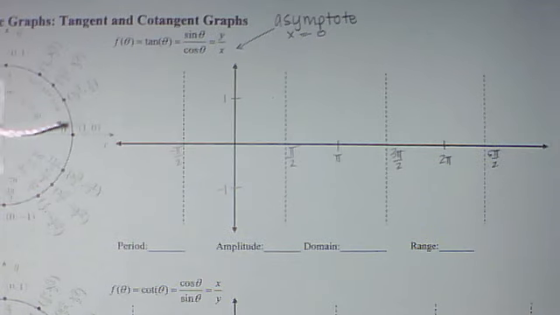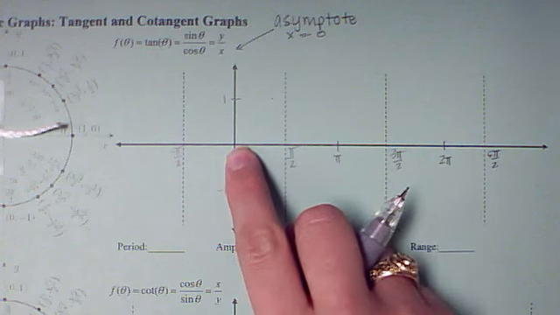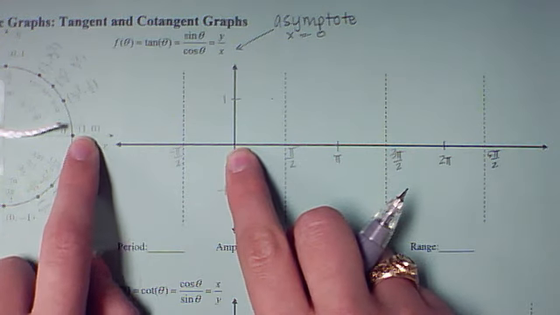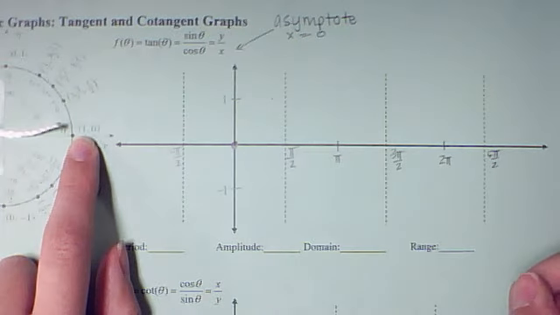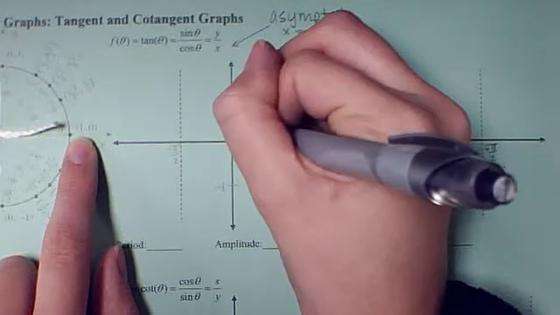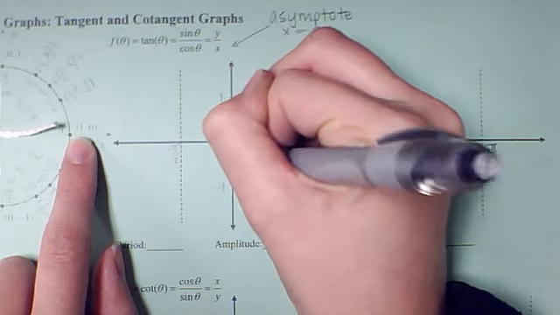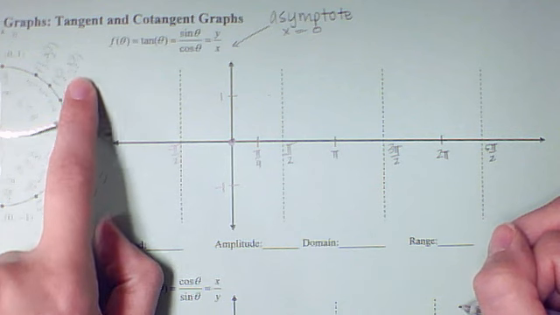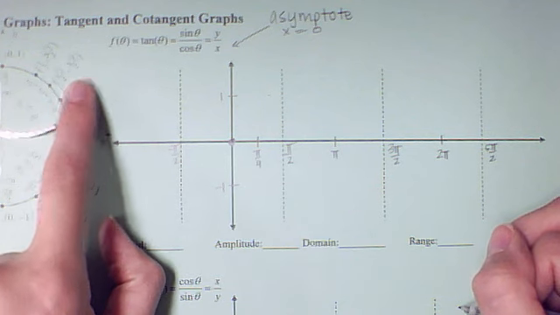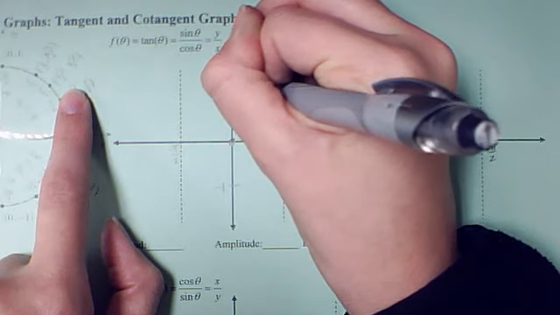Now, what we need to look at when we're talking about tangent is the y over x. Let's start at 0. If I look at y over x, I've got 0 over 1, which is 0. So I'm going to make a mark there. If I go to my next value, let's go halfway between 0 and pi over 2. That'd be at pi over 4. If I look at pi over 4, I've got root 2 over 2 over root 2 over 2. That's my y over x. Y over x in that case is 1, so I'm going to make a mark at 1.